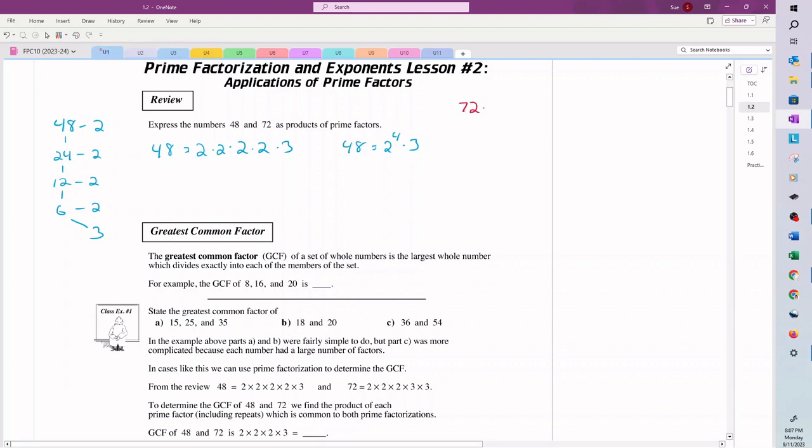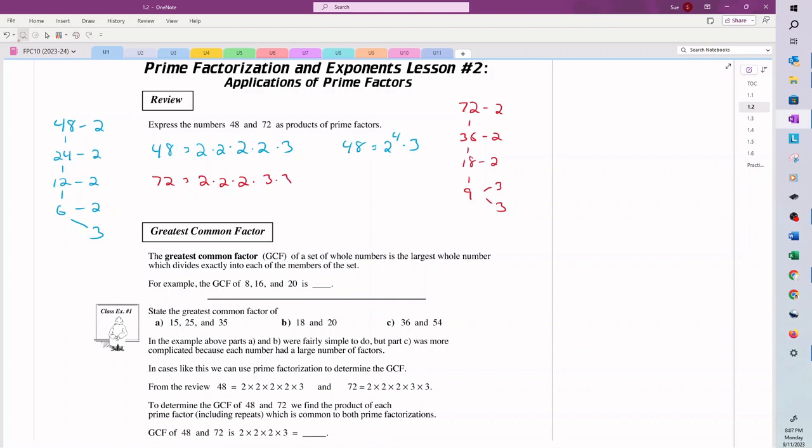We're going to do the same thing with 72. So 72, if I divide that by 2, I get 36. That divided by 2 is 18. 18 divided by 2 is 9. And 9 is 3 times 3. So I get 72 equals 2 times 2 times 2 times 3 times 3, or 72 equals 2 cubed times 3 squared.